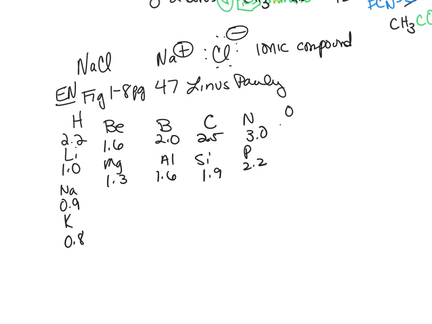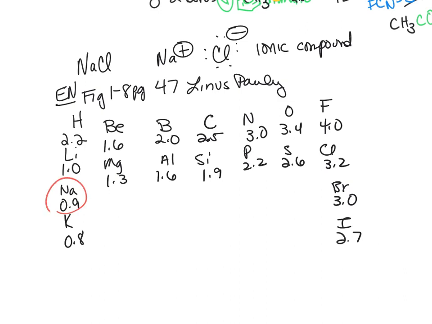So oxygen is 3.4, sulfur 2.6, fluorine is the highest with a 4.0. What we all try to achieve is a 4.0. Now, sodium chloride, you have a 0.9, and the chloride is a 3.2. So 3.2 minus 0.9 is a 2.3 electronegativity difference. And so that is a very polar bond, and that would be an ionic compound.